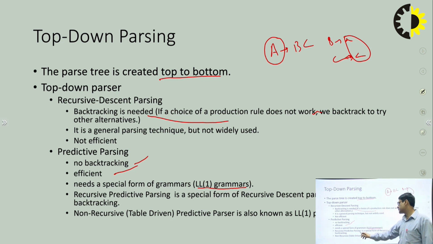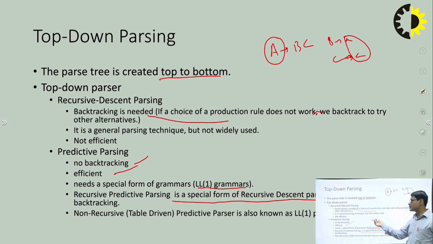Recursive predictive parsing is a special form of recursive descent parsing without backtracking. We have already talked about the recursive descent parser. If backtracking is needed and we want to parse the tree, we use recursive descent parsing. Otherwise, we use predictive parsing, which is a kind of parsing that has no backtracking. This is its strong feature.